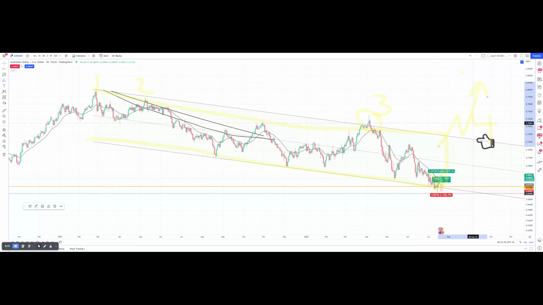So right now, we're in a good position to start at least scaling in for a long on the Aussie dollar. This was an update for AUDUSD, the Australian dollar versus the US dollar for July 19th. Thank you. Trade at your own risk.